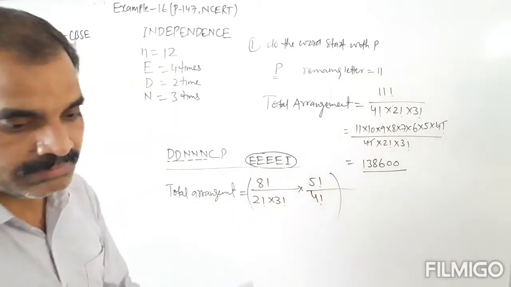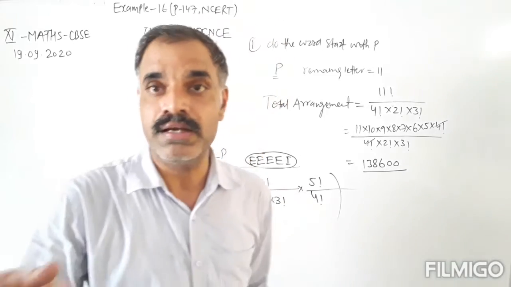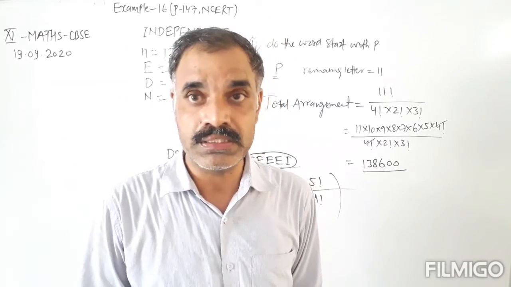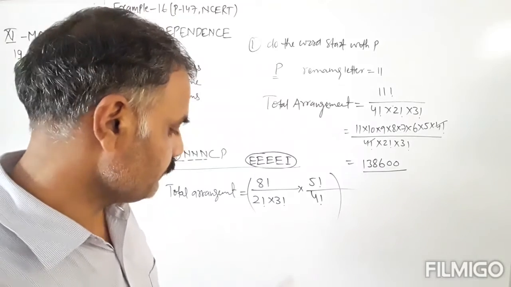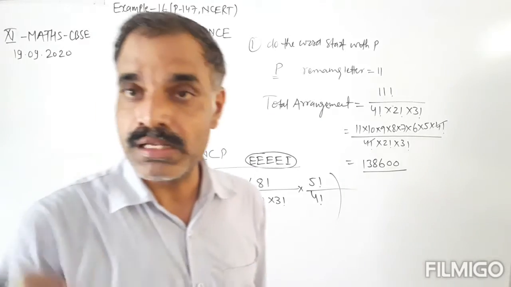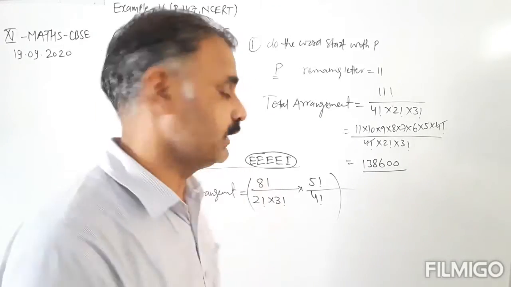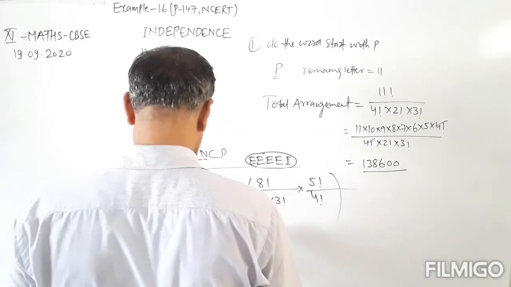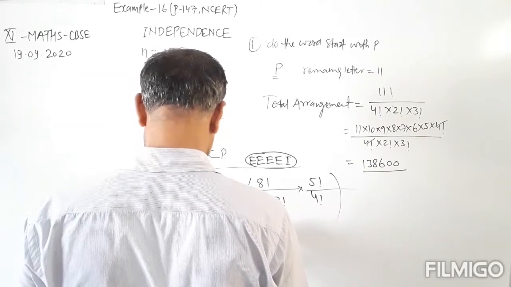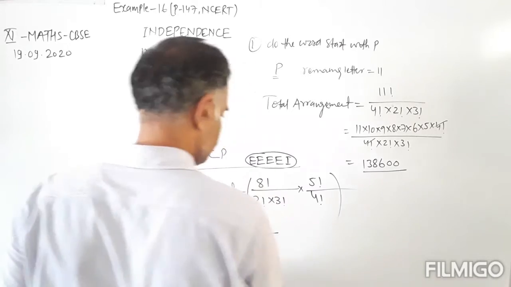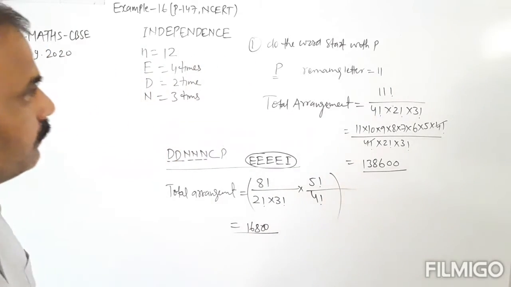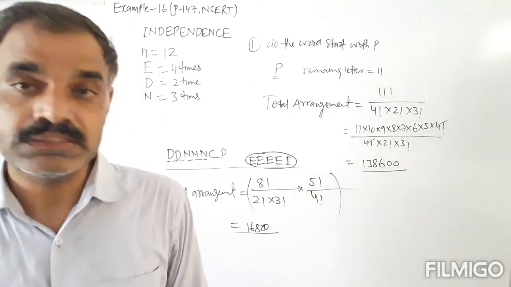Now we have to solve this and find the total number of arrangements in which all the vowels occur together. After solving this, we will have 16800. Now this is the second part.